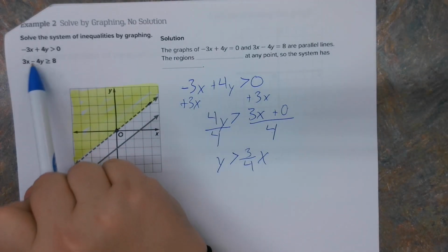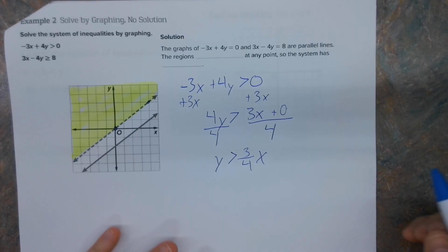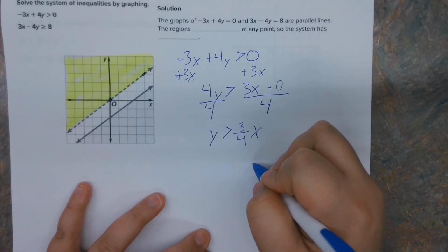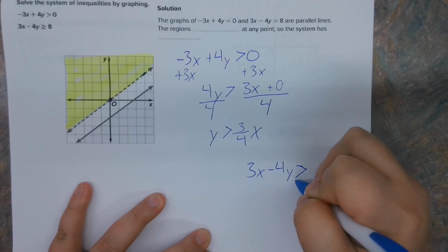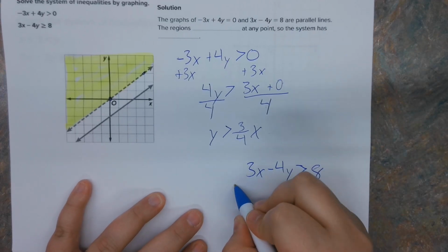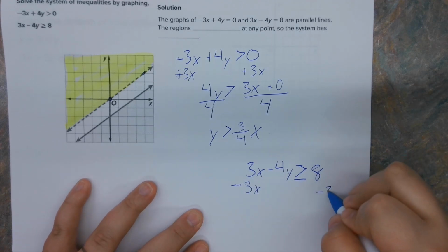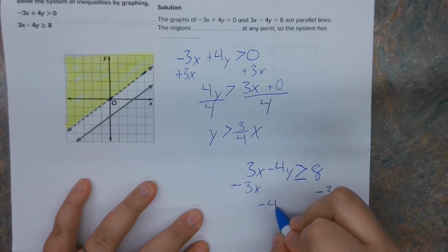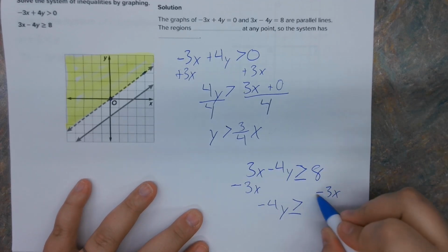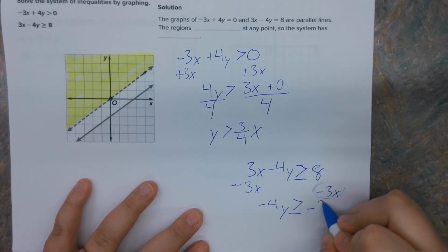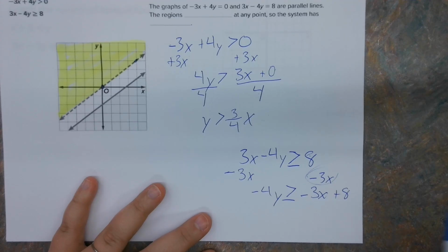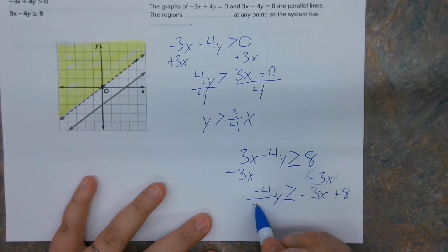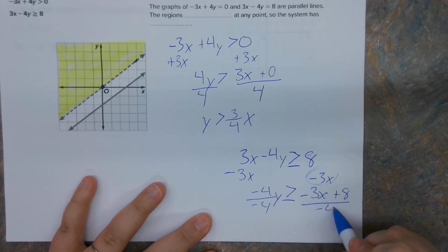Next up, I'm going to do the second equation. I got to do the same thing. I have 3x minus 4y is greater than or equal to 8. Again, I'm going to start by subtracting my 3x this time. So I have -4y is greater than or equal to, I'm going to put this term first, -3x plus 8.